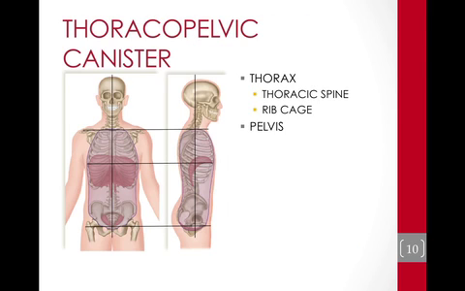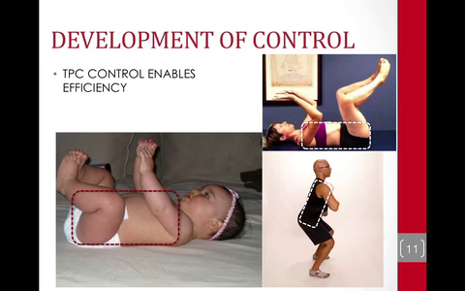So when we talk about developing a more efficient strategy, we want to look specifically at the thoracopelvic canister. When we talk about the thoracopelvic canister, we're talking about a functional canister that's formed by the thorax, which is the rib cage and the thoracic spine, sitting over top the pelvis. So this forms a functional canister, or what we often call in the industry, the core. The ability to control our body lies with the ability to control the thoracopelvic canister, because when we have optimal control of it, we can develop optimal efficiency.